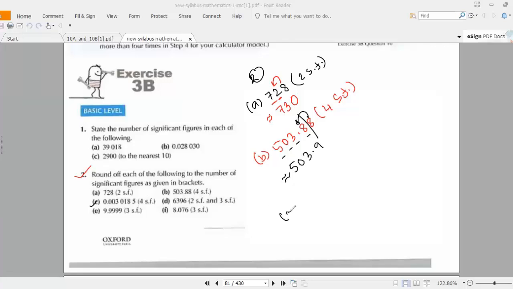Question number C says 0.003085. Now, if we look at 4 significant figures, this is the first significant figure, because this 0 part will not be categorized as significant. So this is first, second, third, fourth, fifth significant. The question says fourth, so we will stop here. Now, for 5, the previous number will be changed. So 8 will be converted to 8 plus 1, 9, and the remaining digits will be the same. So this is 4 significant figures.